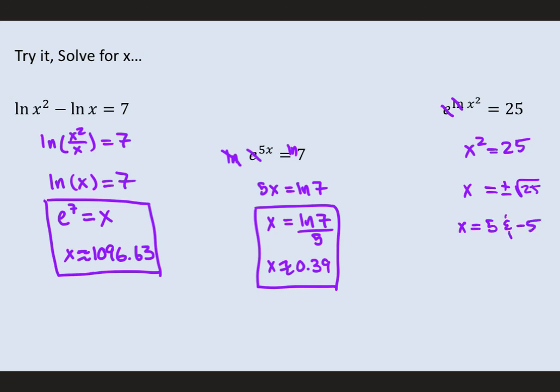Now, anytime we get two answers, we should pop it back in if there's a log and make sure that it makes sense. So the ln of 5 squared, that's going to become positive. That's good. And then even negative 5 squared is still going to become positive. So in this case, these are both valid solutions because when we plug them in, even the negative, when it gets squared, becomes positive. And so that's our final answer there.